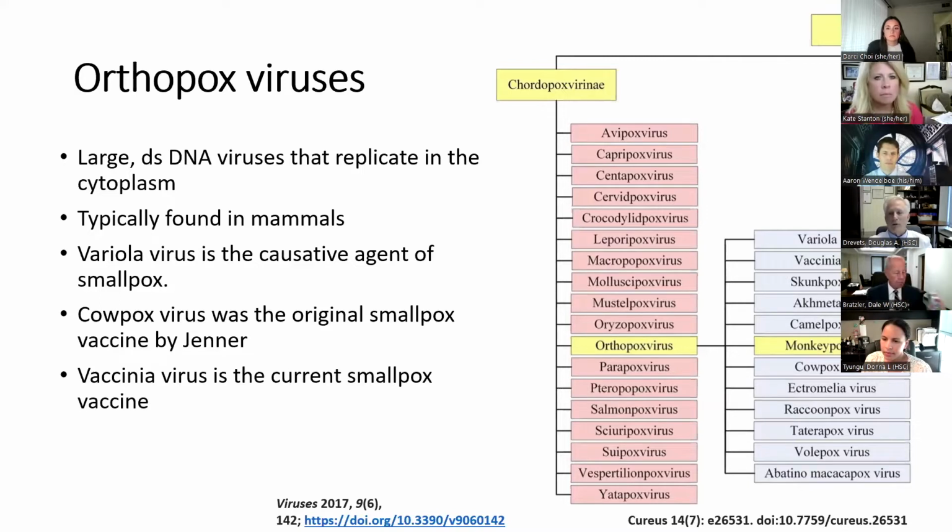Variola virus, which is again one of the orthopox viruses, is the causative agent of the disease we know or used to know as smallpox. Cowpox was the original smallpox vaccine used by Edward Jenner about 250 years ago. And vaccinia virus is the current smallpox vaccine. So these are all related viruses, and monkeypox is one of these orthopox viruses. Next slide, please.